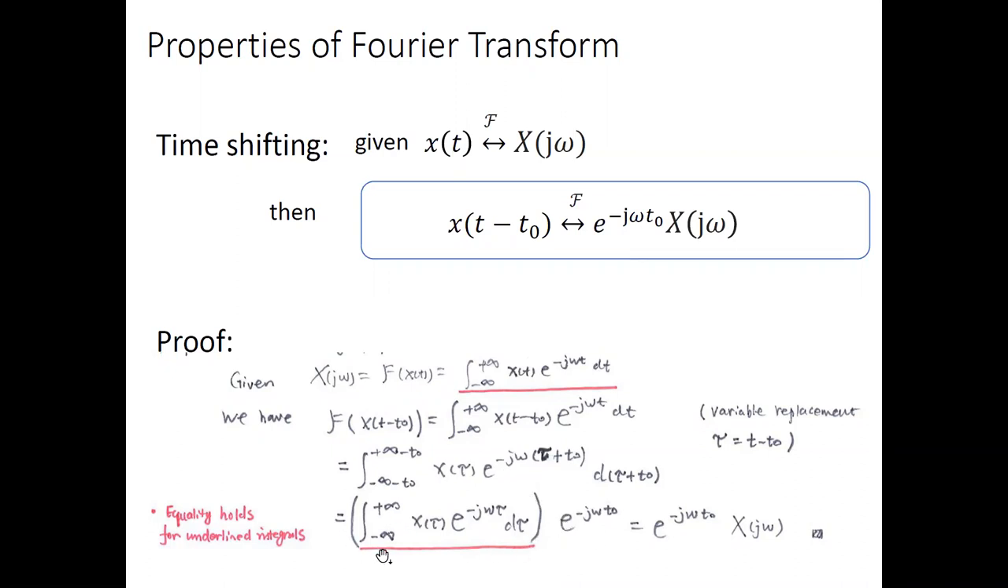So now what's inside the integral? If we compare this and this, we can find that these two terms are the same, except that here we have integration variable t, here we have integration variable tau, but it does not change the result of this integral. Therefore, this term underlined in red is x of j omega, which is the Fourier transform of the original signal x of t. And this gives us the result. This additional term is also variable depending on frequency omega. And this t0 is given to you when you know how much the signal is shifted.